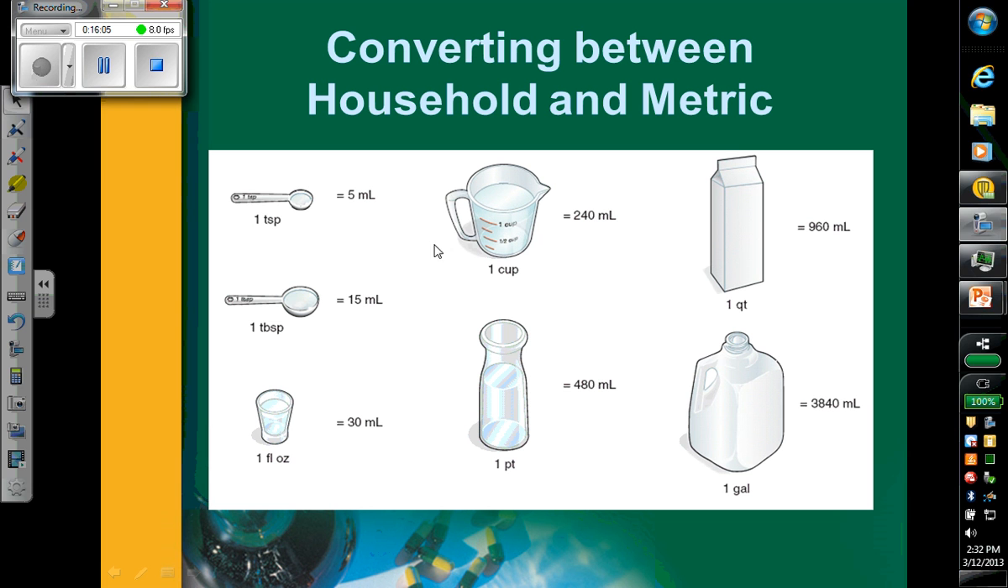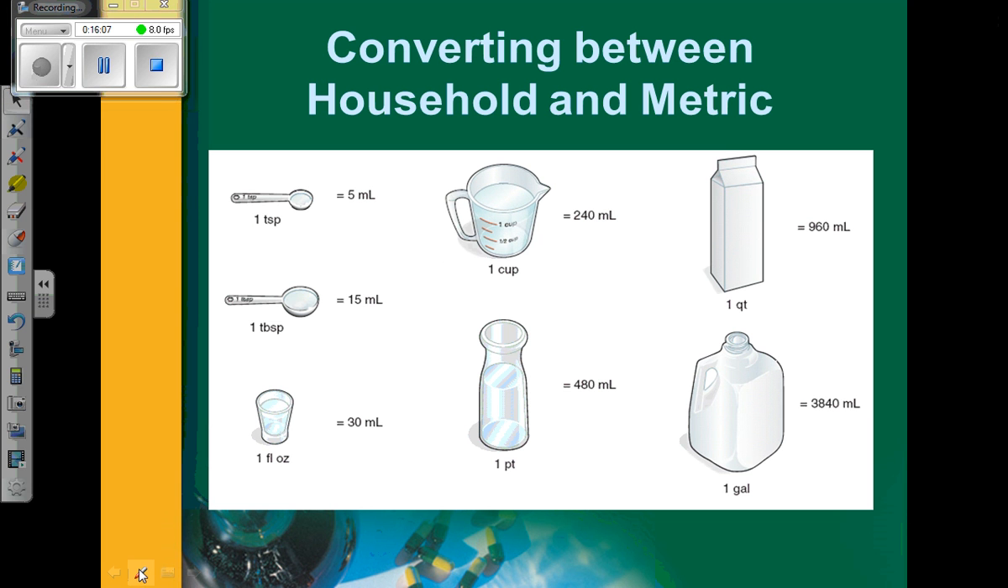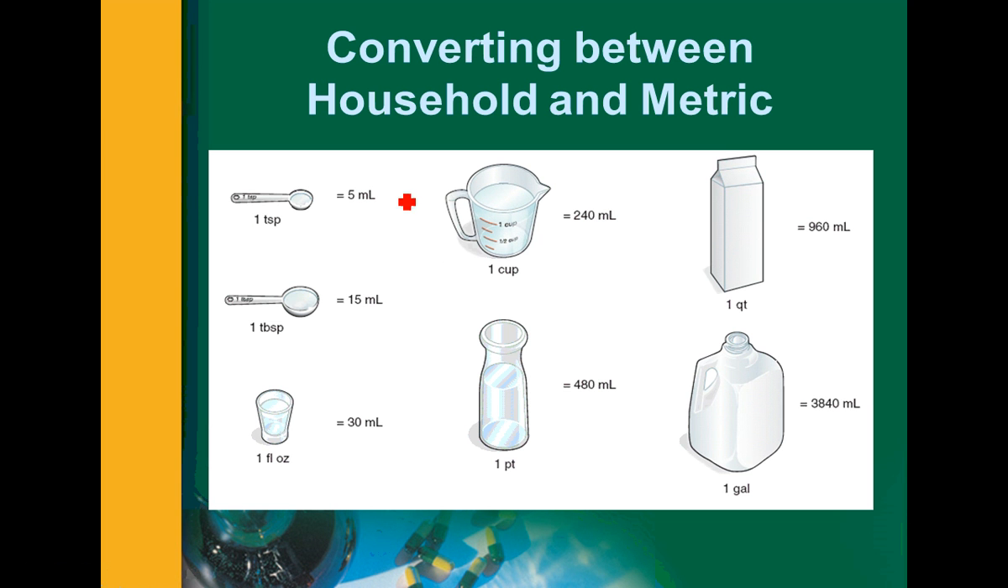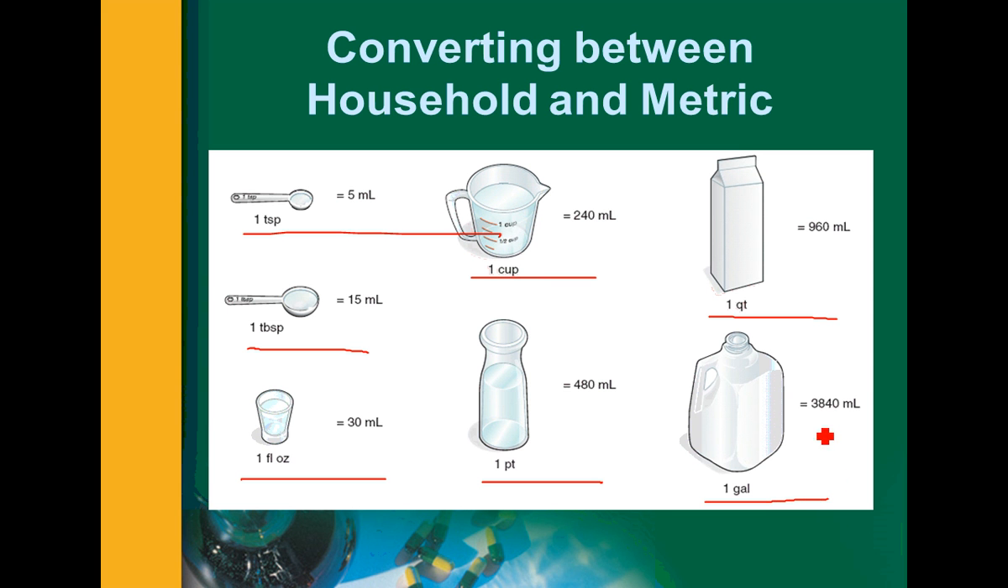This is showing you the visual of everything. Of course, 1 teaspoon equals 5 milliliters, just to show you the visual. 1 tablespoon equals 15 milliliters. 1 ounce equals 30 milliliters. 1 pint equals 480 milliliters. 1 cup equals 240 milliliters. 1 quart equals 960 milliliters. And 1 gallon equals 3,840 milliliters.